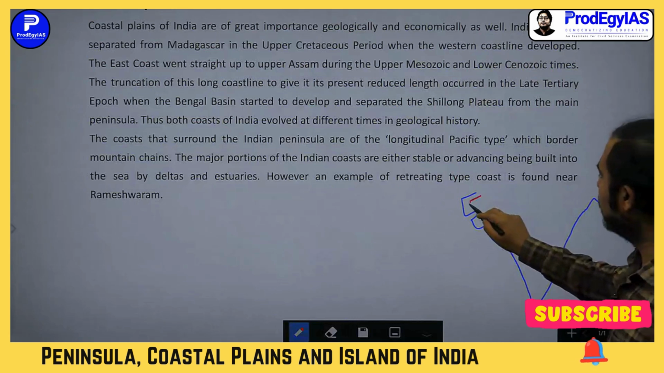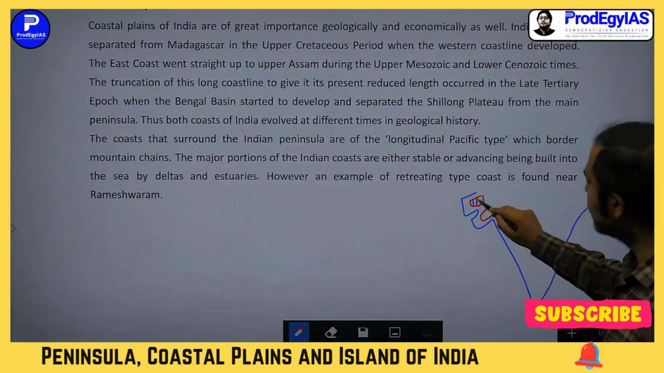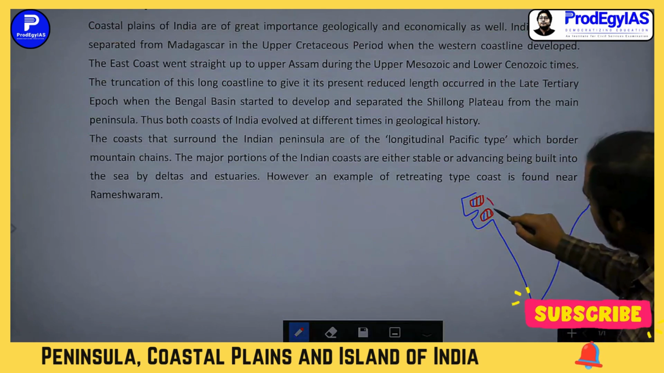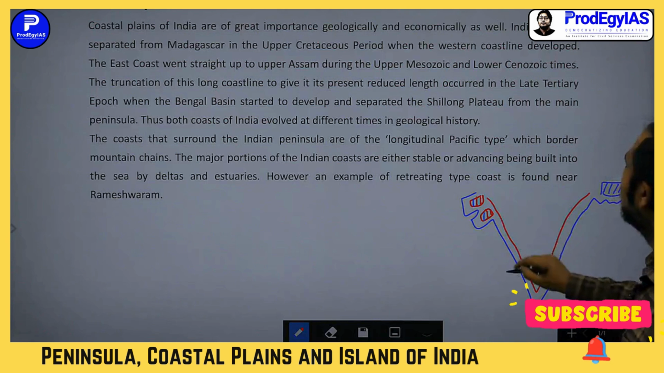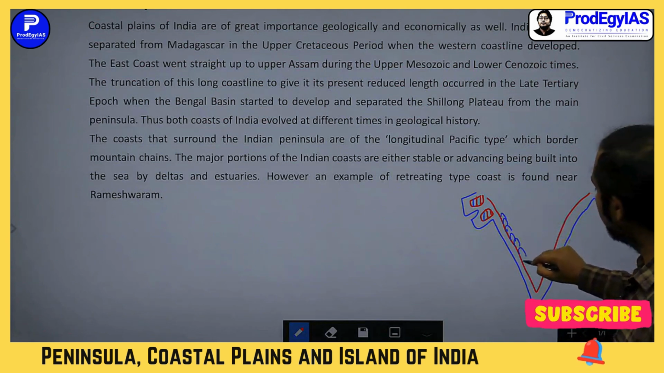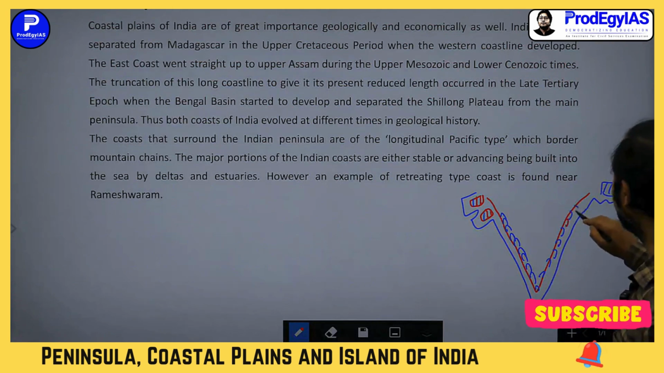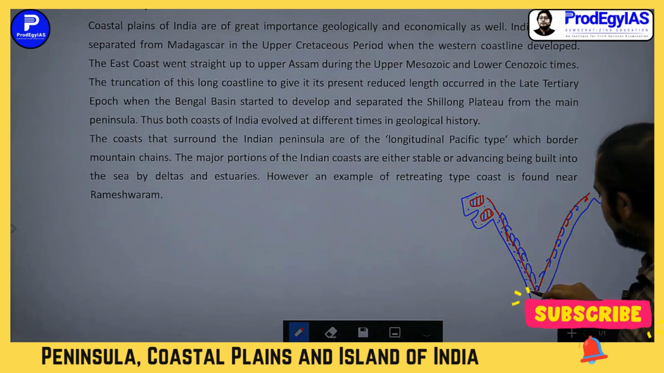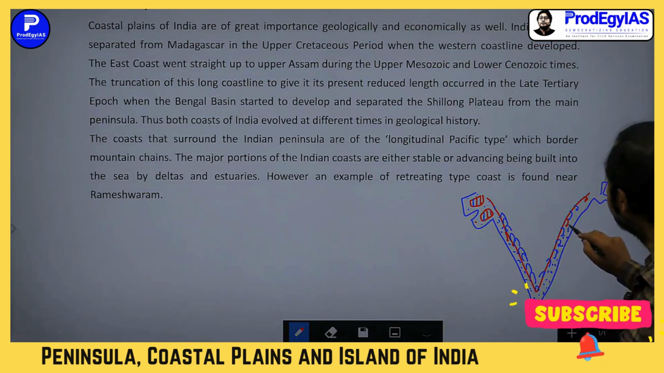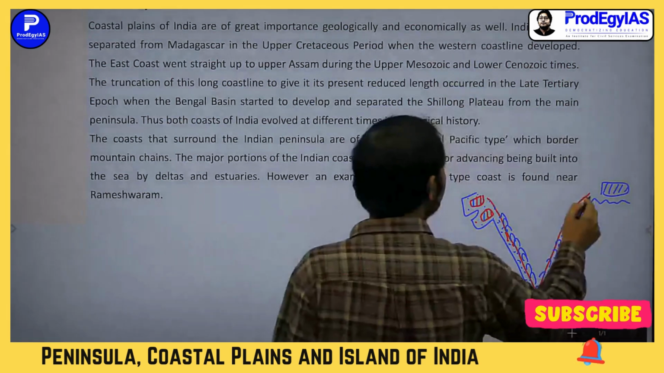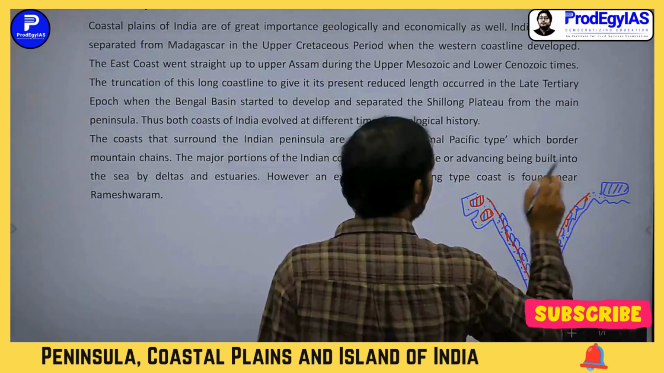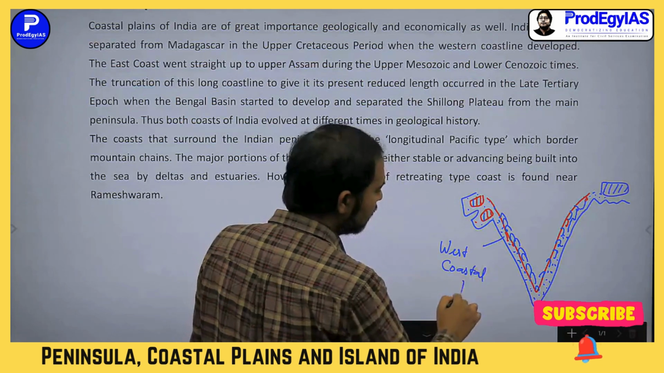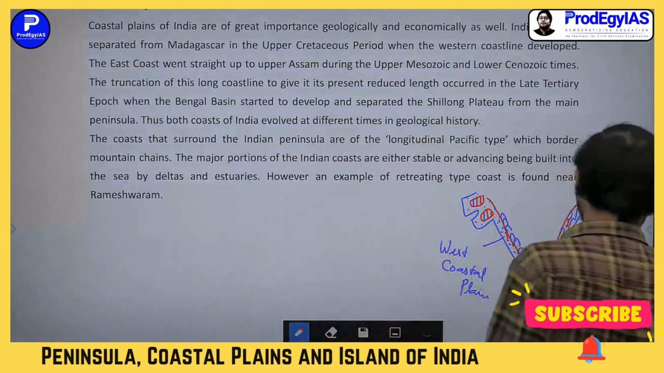Right, this was our Kutch and Kathiawar. This was Kutch Peninsula, this was Kathiawar Peninsula. Here, this was Shillong Plateau, right? And starting from here to here, this was Western Ghats, and this is Eastern Ghats, right? So this land, which is the coastal part of this peninsula, is largely made up of the coastal rivers. So this is your west coastal plain, and this is east coastal plain.